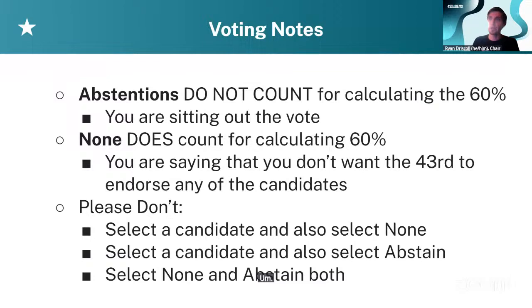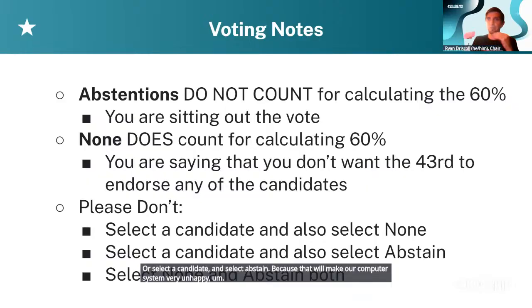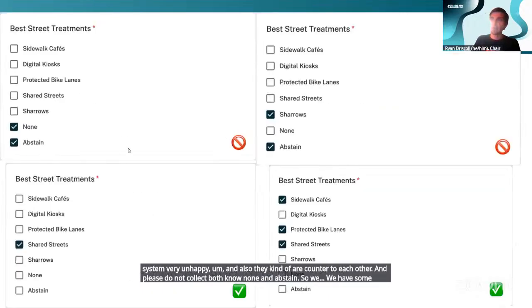A couple of notes: please do not select a candidate and select none, or select a candidate and select abstain, because that will make our computer system very unhappy. And also they kind of are counter to each other. And please do not select both none and abstain. So we have some quick graphics to show you.